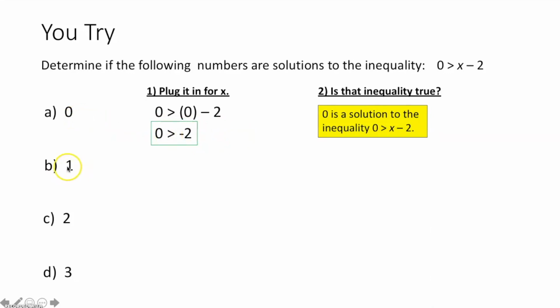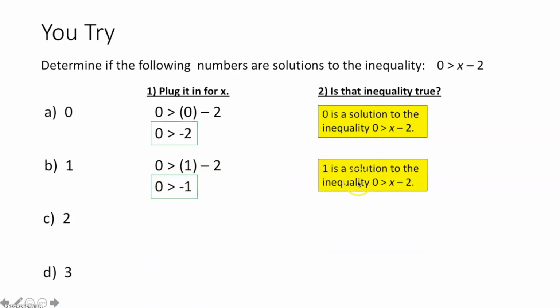Is 1 a solution? Well, we take 1 and plug it in for x in this inequality. Now, what is 1 minus 2? We need to simplify this. 1 minus 2 gives you -1. Is 0 greater than -1? Yes, it is. Therefore, 1 is a solution to the inequality.